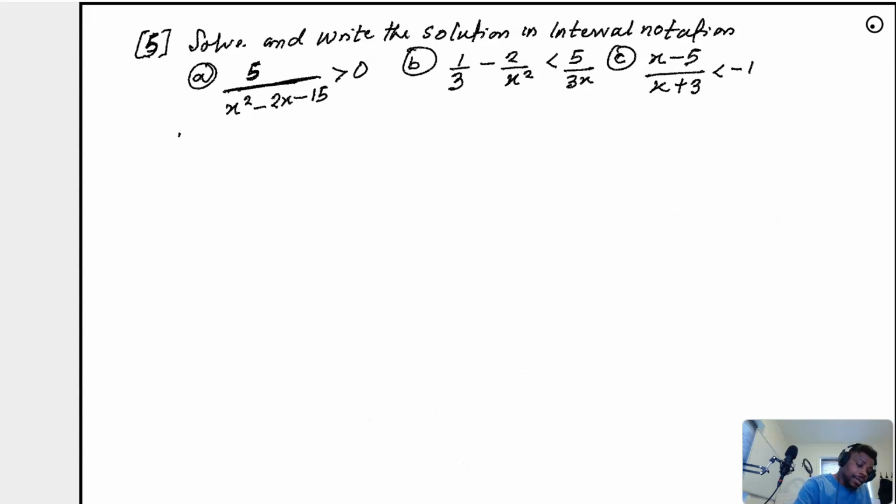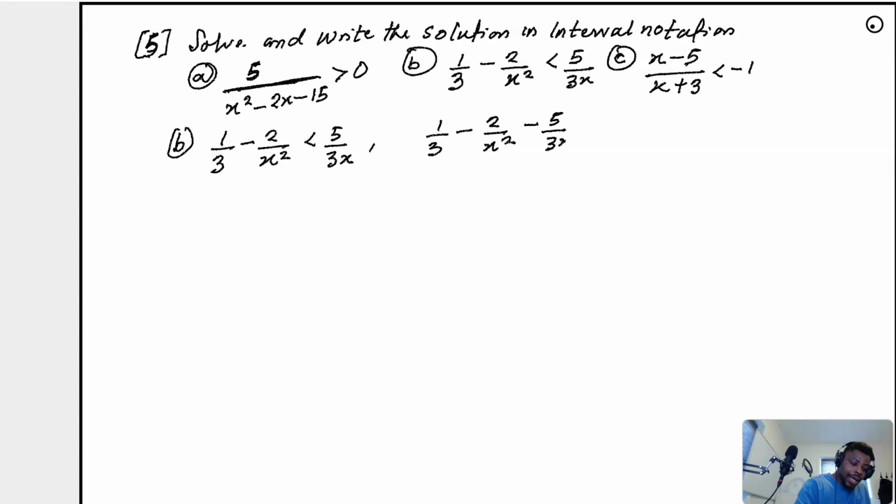Now let's take B. 1 over 3 minus 2 over x squared less than 5 over 3x. Remember, step 1, your right hand side always needs to be 0. So in this case, I can say 1 over 3 minus 2 over x squared minus 5 over 3x is less than 0. Now, the right hand side is 0.